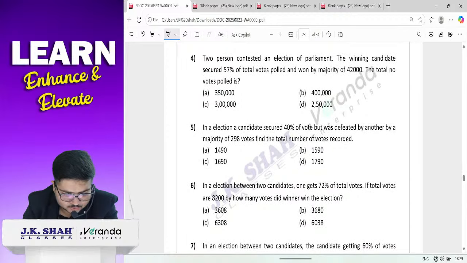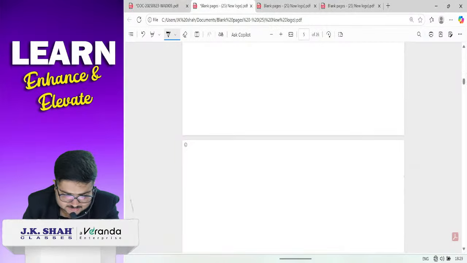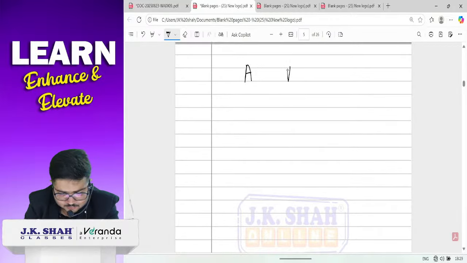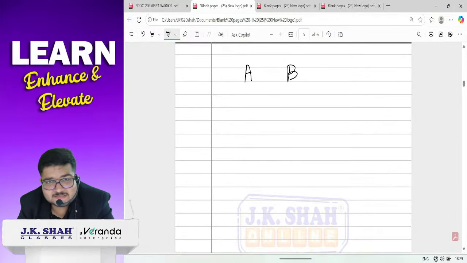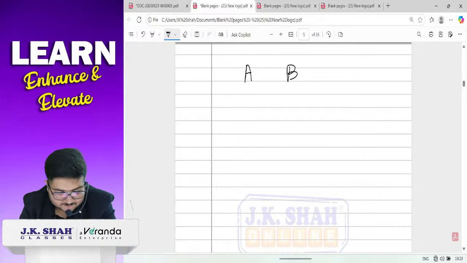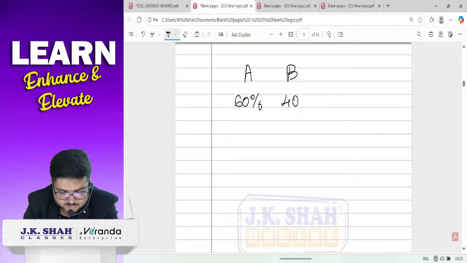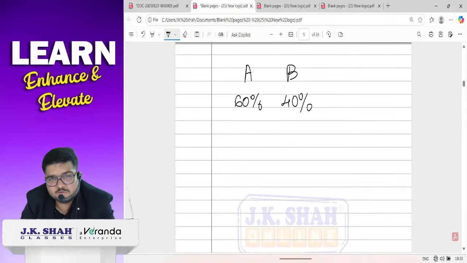Fourth question, 2 persons contested an election of parliament. The winning candidate secured 57%. Now these are the sums of elections. For elections you have to remember 2 things. There are two candidates in an election, right? If A secured, for example, 60%, B will obviously secure 40% because the total of both candidates should be 100%. A got 60, then B will get 40%.